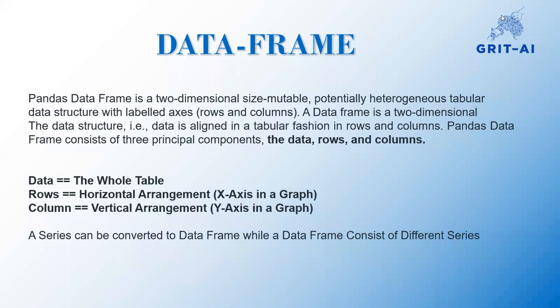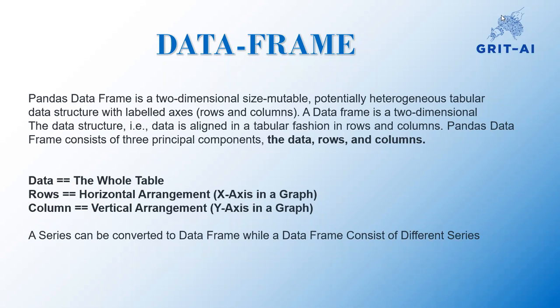Pandas data frames are two-dimensional, size-mutable, potentially heterogeneous tabular data structures. Too many big English words here, but it's okay. Basically what this is saying is that a data frame is a two-dimensional structure, like I've said before, and it's aligned. You have rows and you have columns.